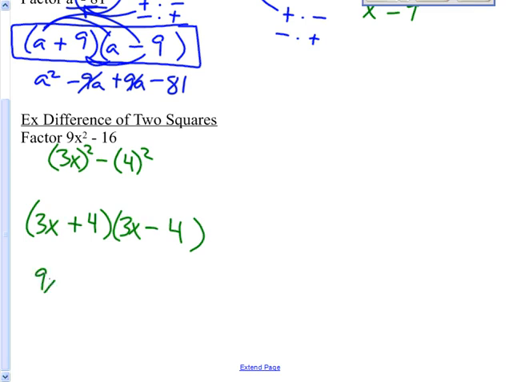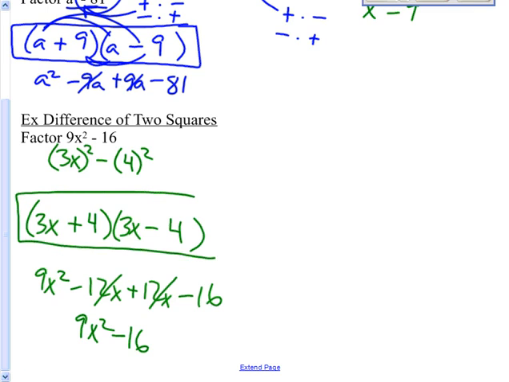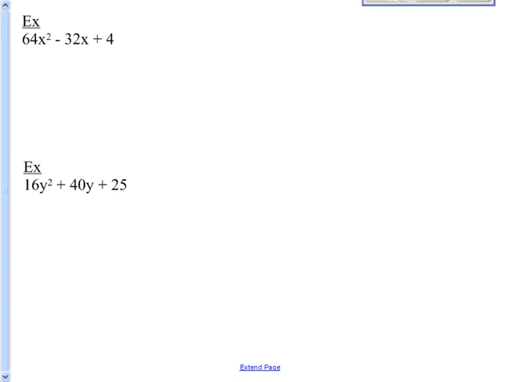Then you check it. 3x times 3x, 9x squared. 3x times the negative 4, negative 12x. 4 times 3x, positive 12x. 4 times negative 4, negative 16. Negative 12x plus 12x are gone. And so there it is, 9x squared minus 16. That's what we started with. So there it is, 3x plus 4, 3x minus 4. Now let's look at some other trinomials to factor.